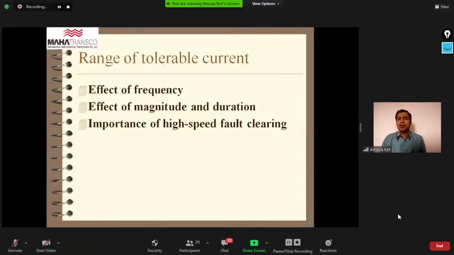So moving ahead, we will now discuss the range of tolerable current with regard to earthing and its expectations. The range of tolerable current for a human body, with reference to designing the earth mesh, depends on the effect of frequency. Second is the effect of magnitude and duration of the current or potential. And the last and very important thing is the importance of high speed fault clearing relays. Depending upon these three bullet points, we can easily define the range of tolerable current as already defined by the DyEE.